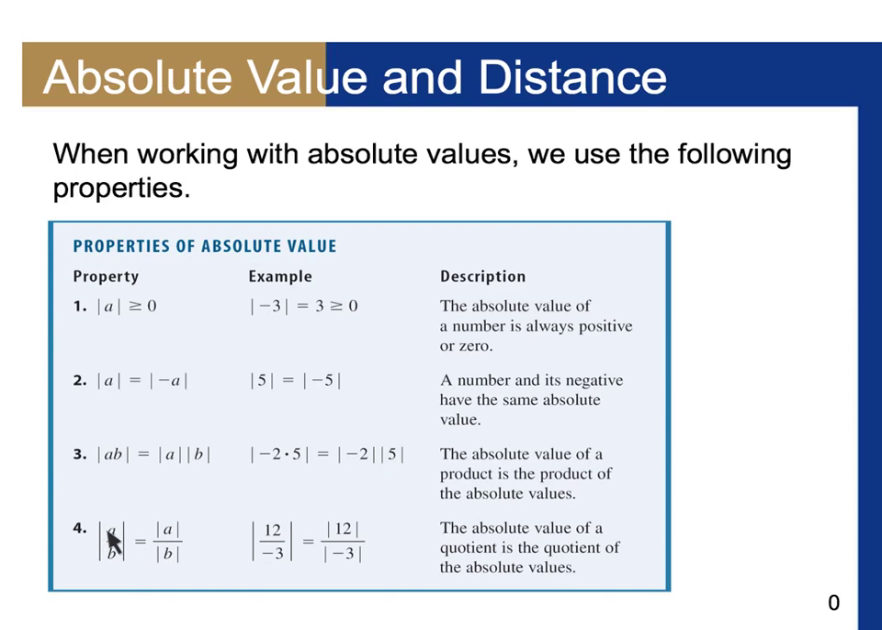Okay. And same with dividing. The absolute value of A divided by B is the absolute value of A divided by the absolute value of B. In this case, the absolute value of 12 divided by minus 3 is the same as the absolute value of 12 divided by the absolute value of minus 3, which is 12 over 3, which is 4. Okay, in both cases you have 4 here.